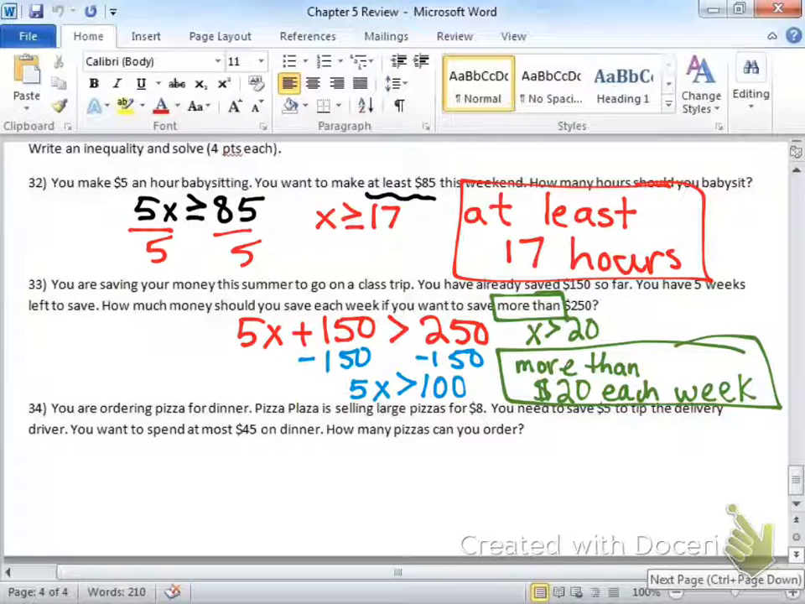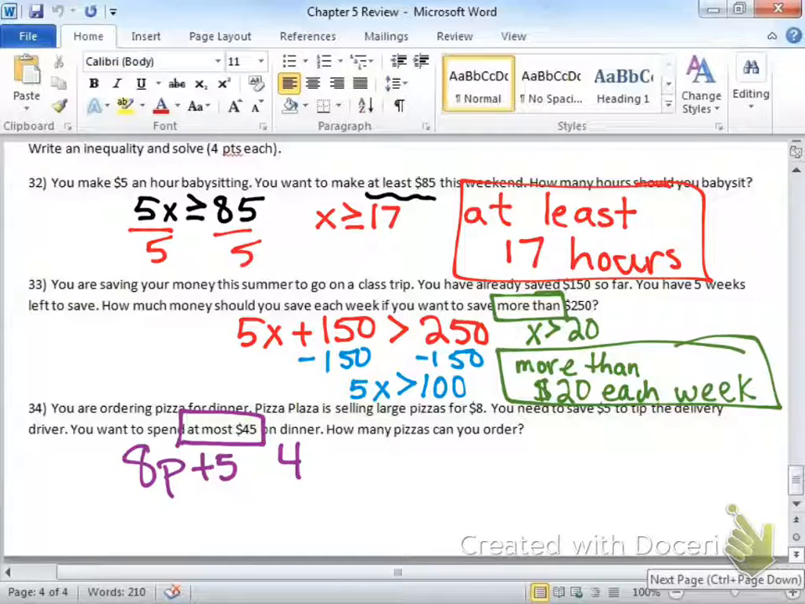All right, last one for the review today. Number 34. You are ordering pizza for dinner. Pizza Plaza is selling large pizzas for $8. You also need to tip your delivery driver $5. You want to spend at most $45. How many pizzas can you order? 8p. $8 per pizza, so 8p. Plus the $5 you got to give that delivery driver. Greater than or less than equal to 2.